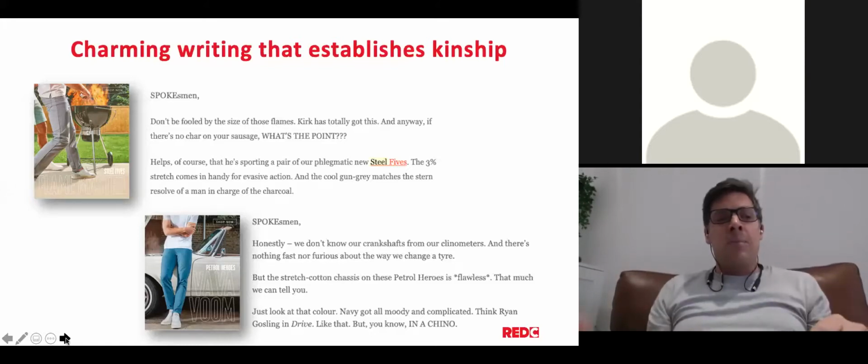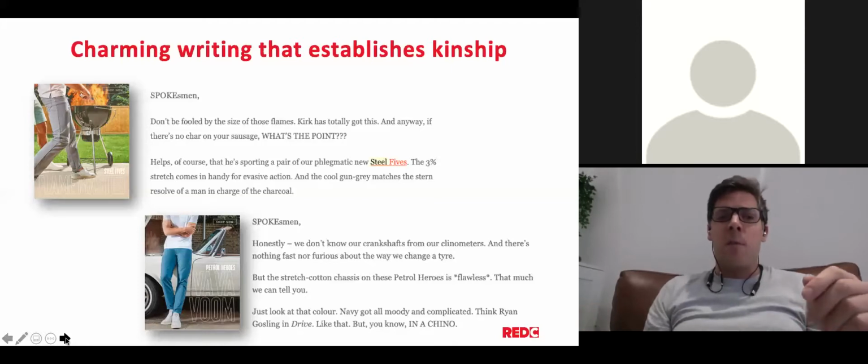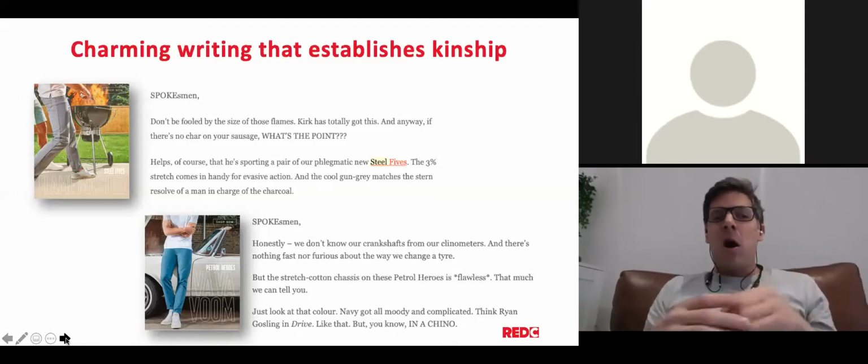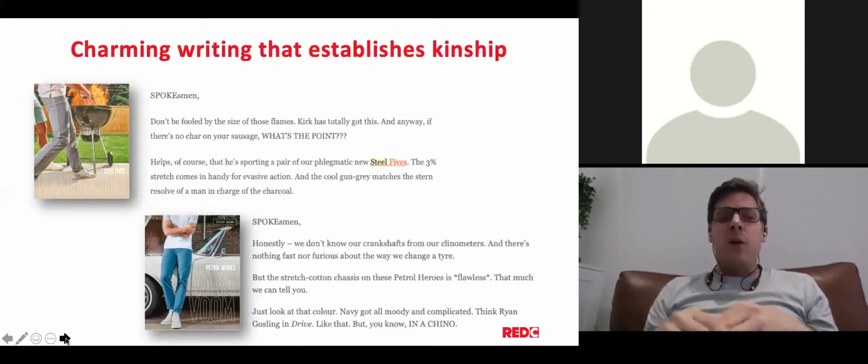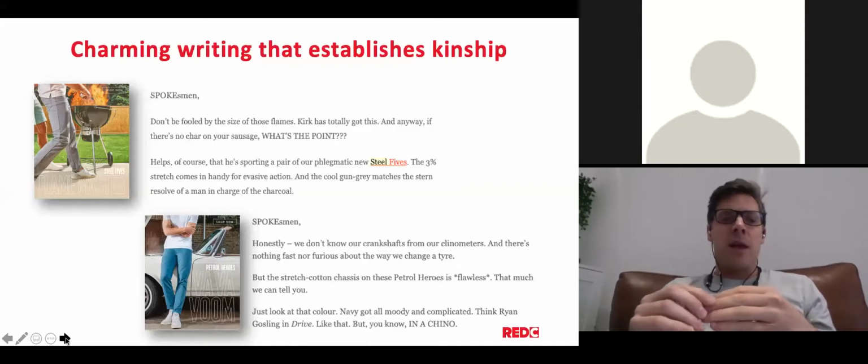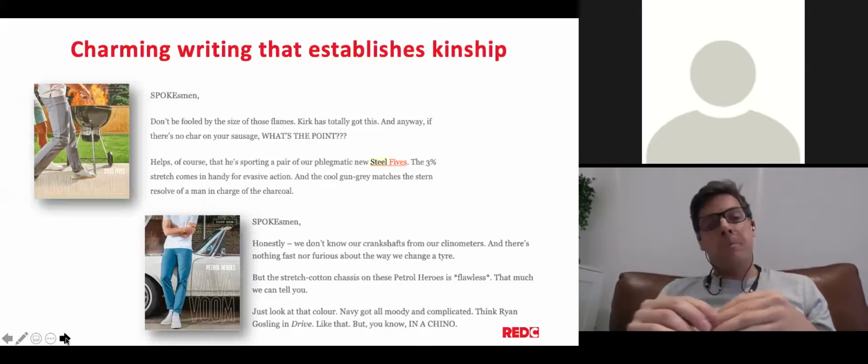The second email says, "Honestly, we don't know our crankshafts from our clinometers, and there's nothing fast nor furious about the way we change a tire. But the stretch cotton chassis on these petrol heroes is flawless. That much we can tell you. Just look at that color. Navy got all moody and complicated. Think Ryan Gosling in Drive, like that, but in a chino."